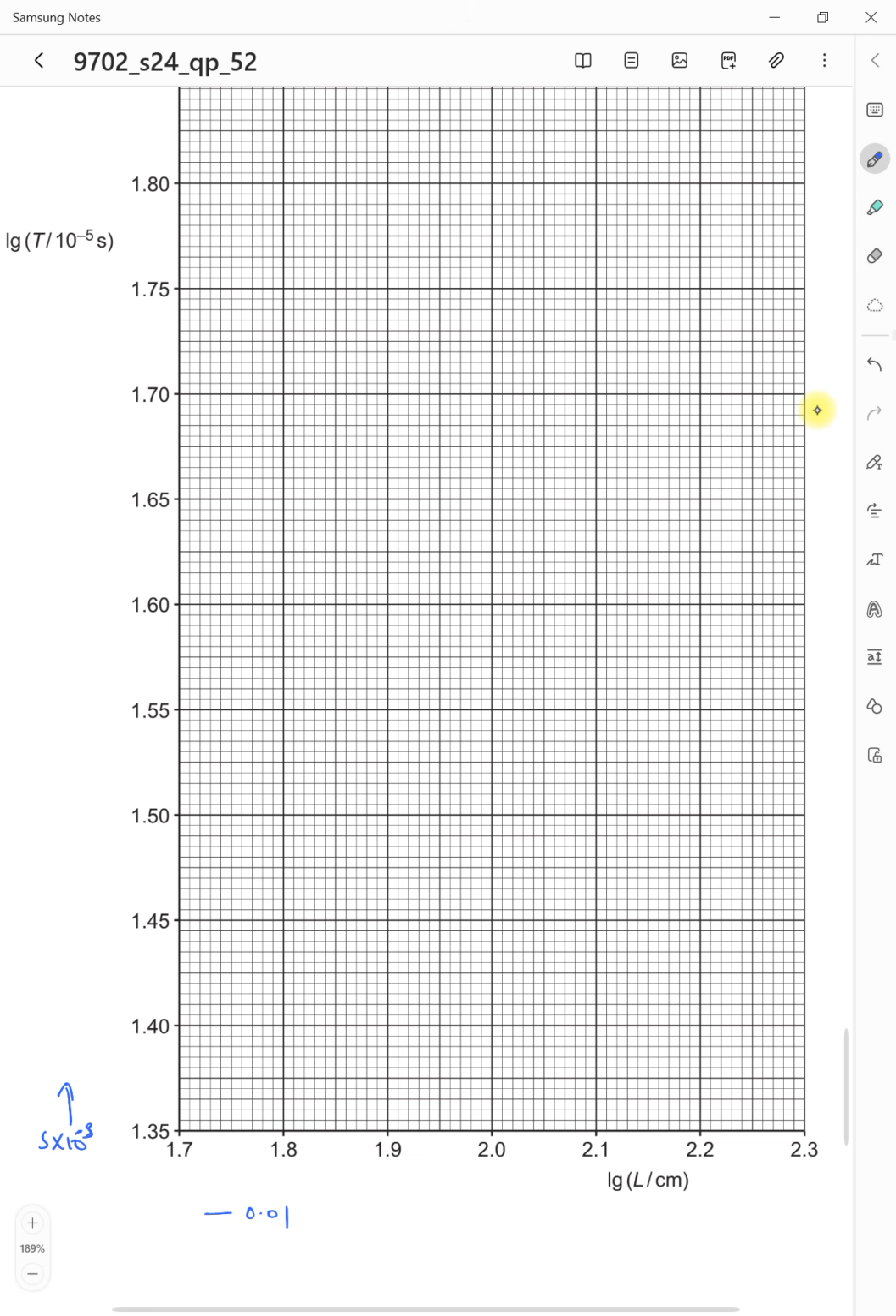Okay, so the first point I'm plotting, you can plot a better graph. This is just for guidance, because I'm plotting this on a calculator, it may not be perfectly accurate.